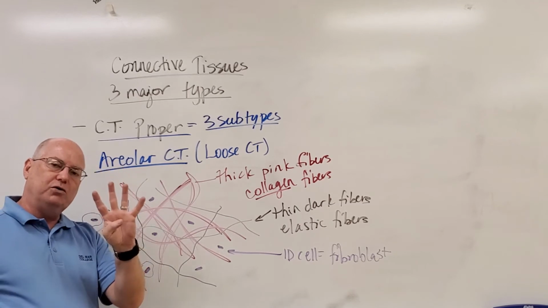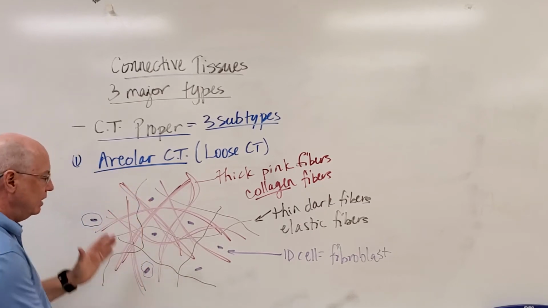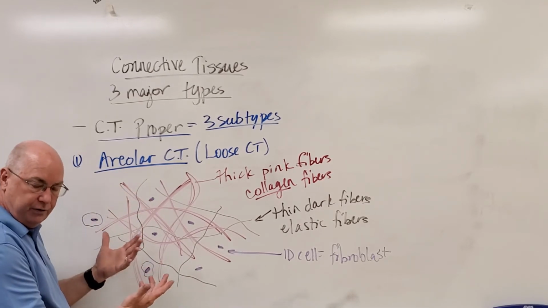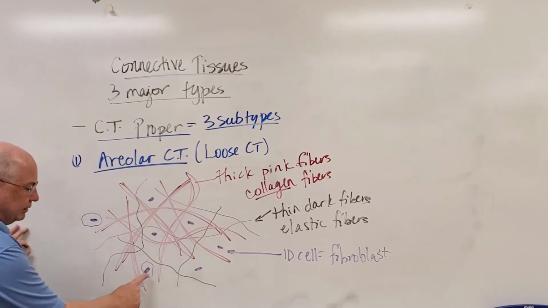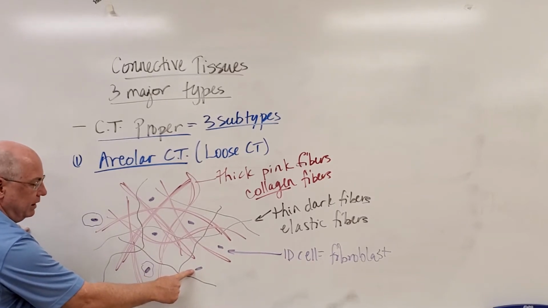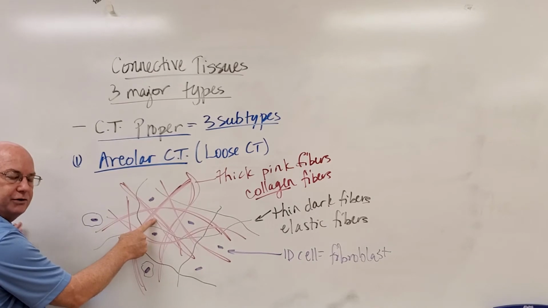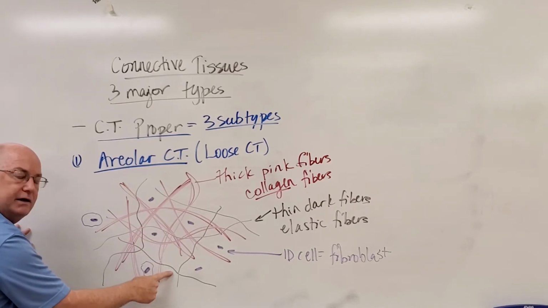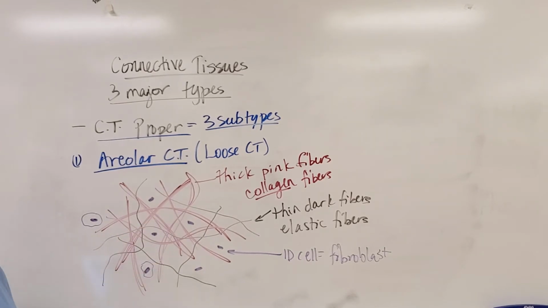So there are 4 questions I could ask you on a lab test. ID the tissue, areolar connective tissue. ID the cell at the pointer, fibroblast. ID the pink fibers, collagen fibers. ID the thin dark fibers, elastic fibers. That's what you should know for this slide, okay?